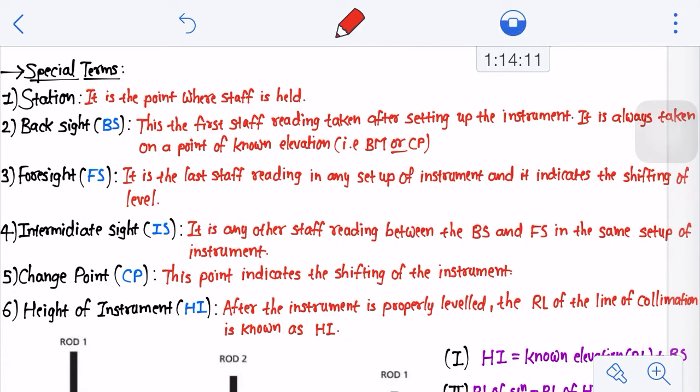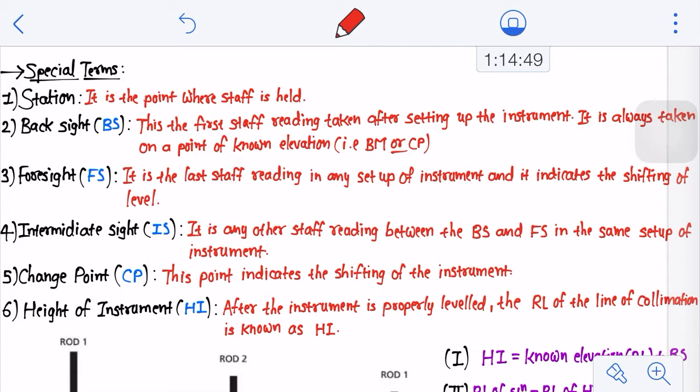The first special term is station. In leveling, a station is the point where the staff is held and not where the level is set up. Mind well and mark here that when you use the word station in leveling, it is the point where the level rod or leveling staff is held and not where the dumpy level is set up, right? It is the point whose elevation is to be ascertained, or the point that is to be established at a given elevation. So that is known as your station.